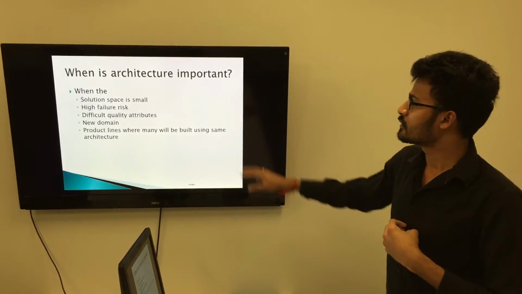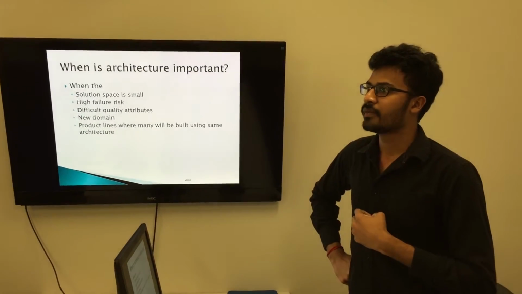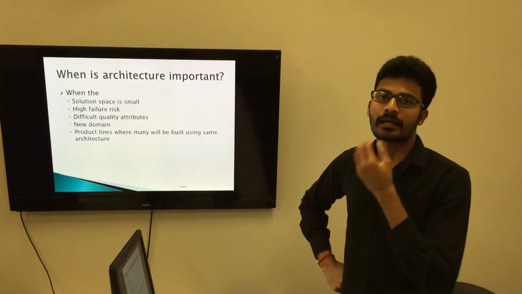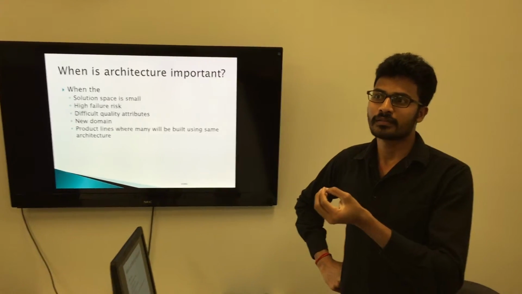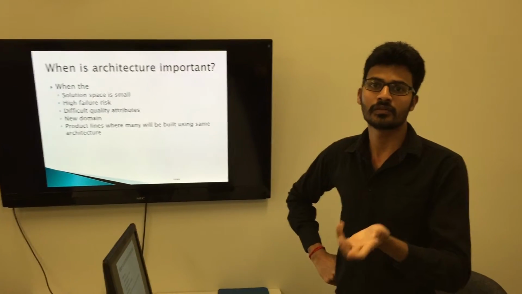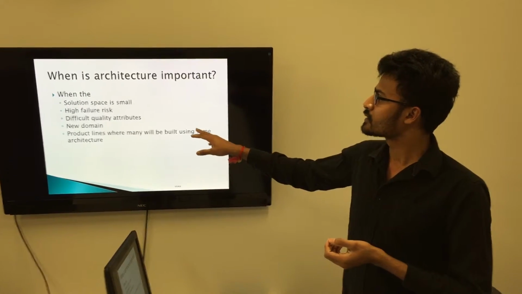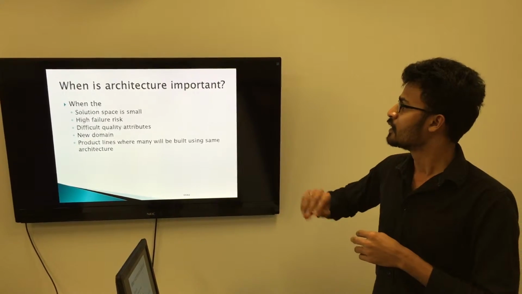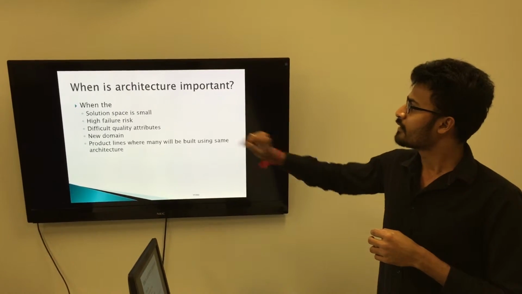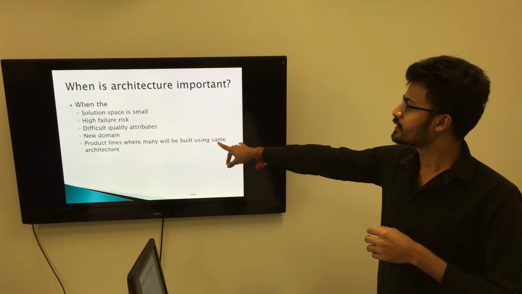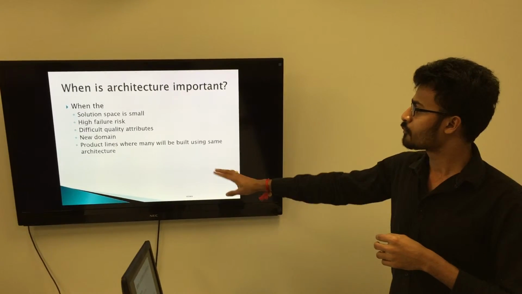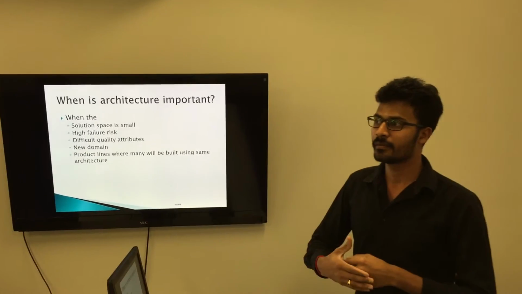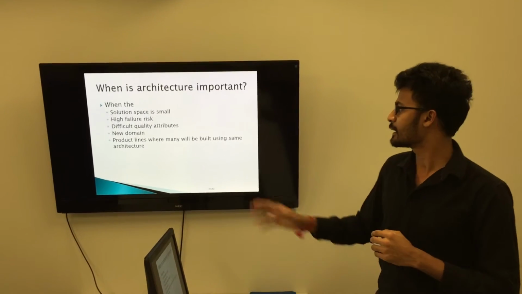When is architecture important? Usually we don't need to make an architecture when the system can have a trivial solution. We make an architecture when the solution space is small, there is high failure risk, difficult quality attributes, new domains, and product lines where many products will be built on the same architecture.